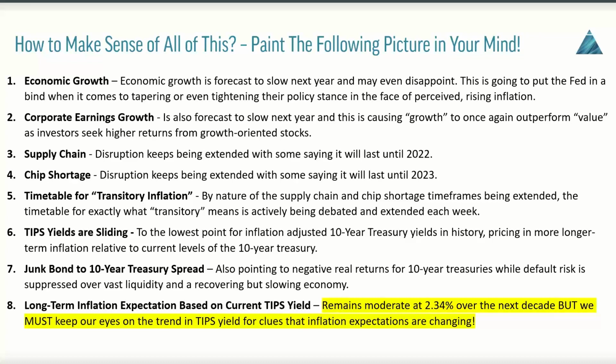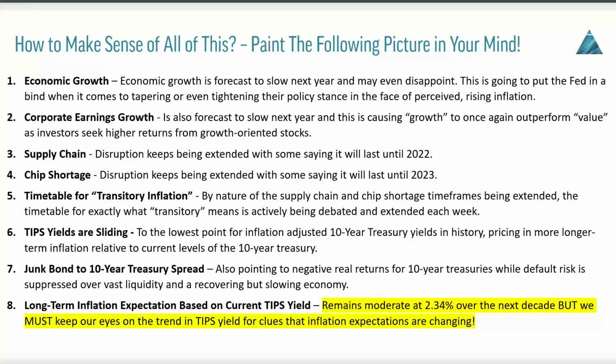So point number 1, right? We have economic growth that we know is forecast to slow next year. I mean, this has been broadcast for months. And it may even disappoint, right? We've heard that as well. This is not a surprise. But we know that this is also going to put the Fed in a bind when it comes to tapering or even tightening their policy stance in the face of what we're expecting to be rising inflation.